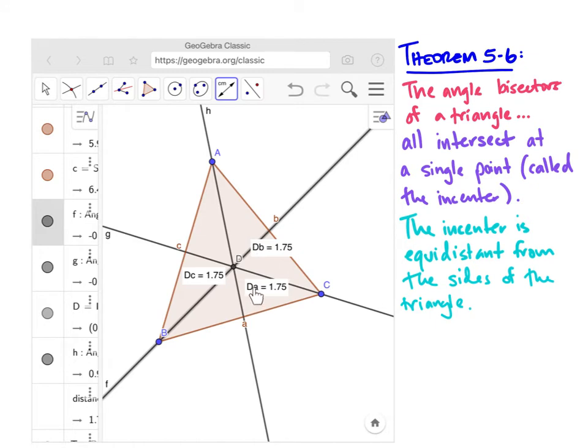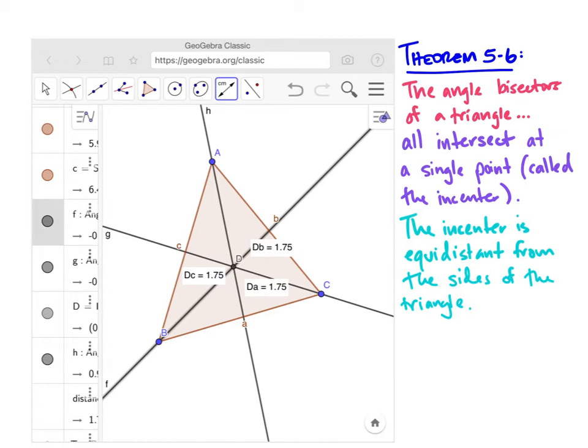Now, if you remember, we learned that the circumcenter of a triangle is also the center of a special circle that contains all three corners of the triangle, all three vertices. And that was another special quality of the circumcenter. Well, the incenter is also the center of a special circle. Only this time, it's not the center of a circle that connects all three corners of the triangle. Let me show you what it's the center of.